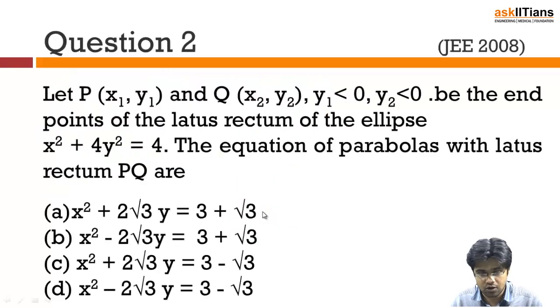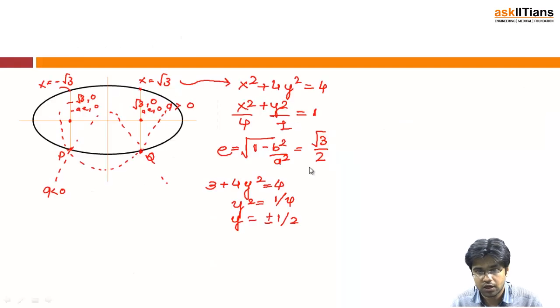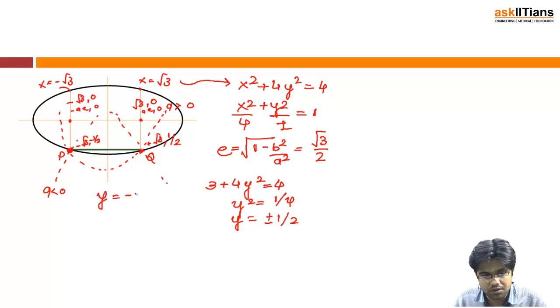Now clearly, if you see the question, what is written is that y1 is less than 0 and y2 is also less than 0. That means we are going to take y as negative, that means I am going to take y as minus 1 by 2. So the P point becomes minus root 3 comma minus 1 by 2. Q becomes root 3 comma minus 1 by 2. These are the coordinates. I can clearly see that the equation of line PQ is actually y equals minus 1 by 2.